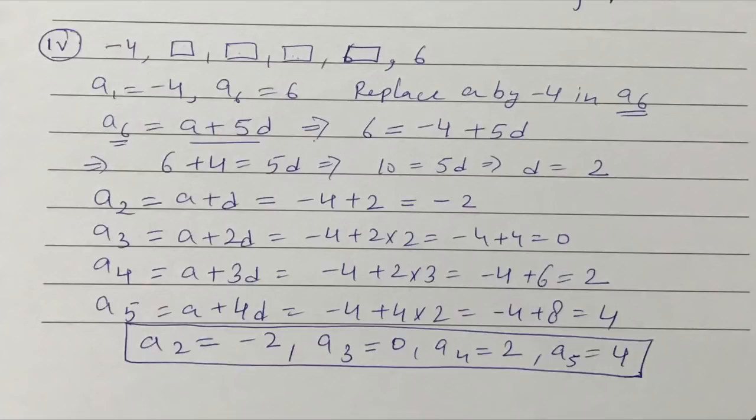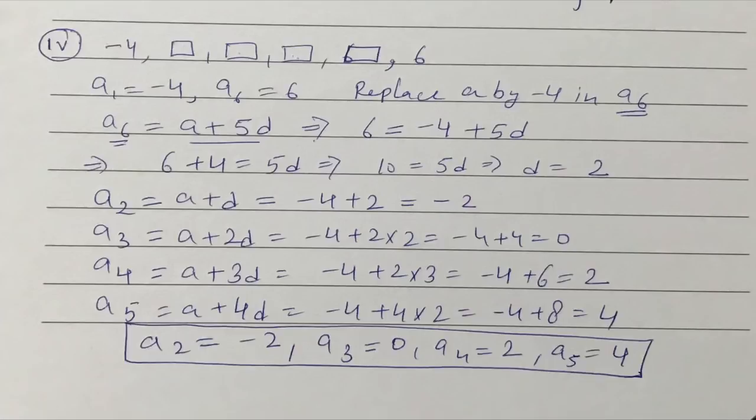So 10 is equal to 5D and D is equal to 2. So the common difference is equal to 2. Now A2 is equal to A plus D. What is A? Minus 4. Minus 4 plus 2 is minus 2.